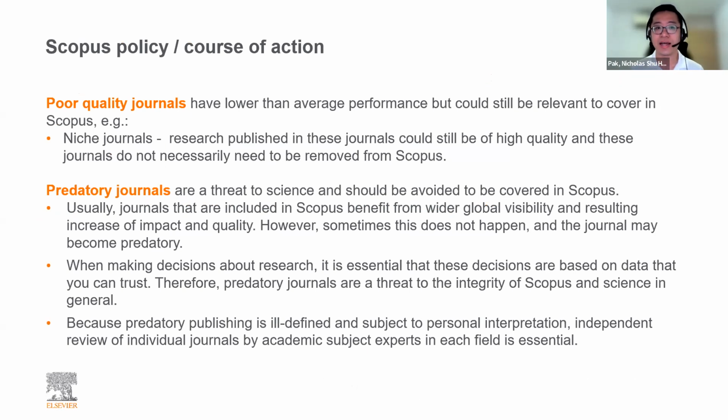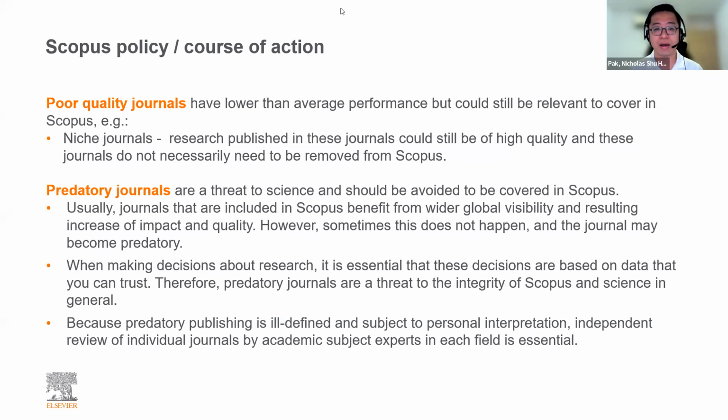One thing that we want to clarify is that even though some journals may seem to have low quality, with a lower than average performance, they can still be relevant to be covered in Scopus, such as niche journals, where the research published could still be of high quality, and these journals need not be removed from Scopus. Predatory journals are a threat to science and should be avoided in Scopus. Journals included in Scopus benefit from wide global visibility and increased impact and quality. But this sometimes doesn't happen, and the journal may become predatory with time.